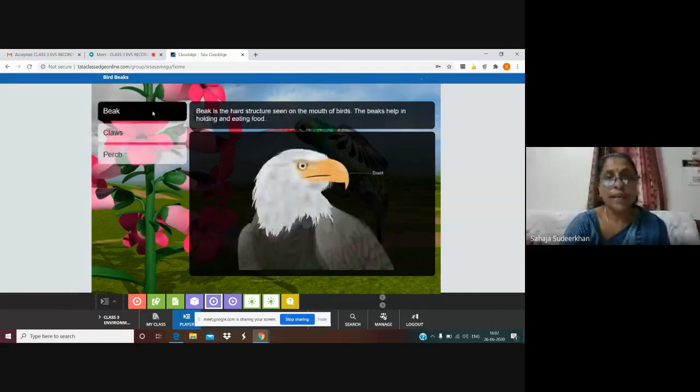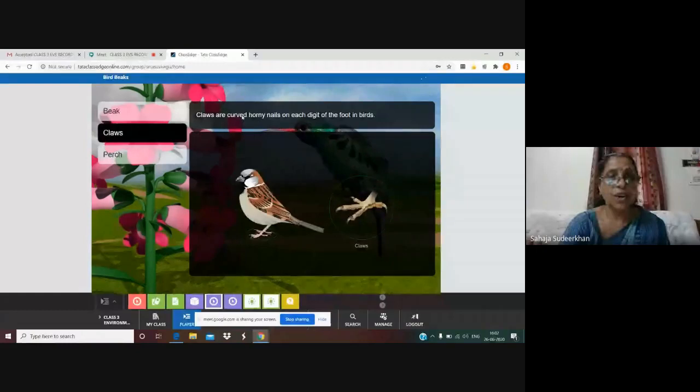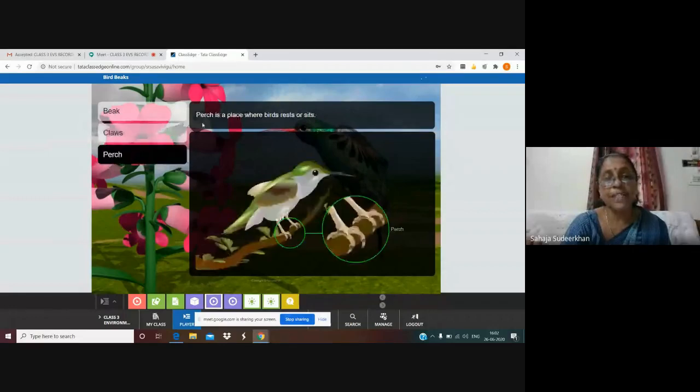So, beak is the hard structure seen on the mouth of birds. The beaks help the bird in holding and eating food. Claws are curved horny nails on each digit of the foot in birds. Now, perch is a place where the birds rest or sit.